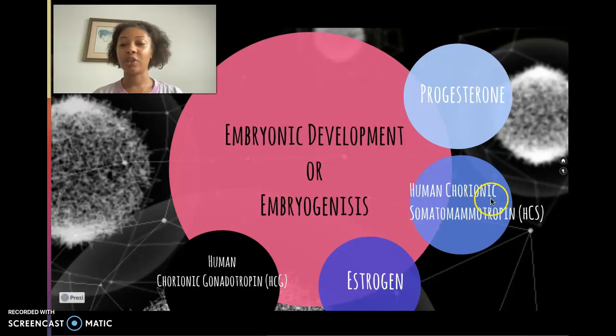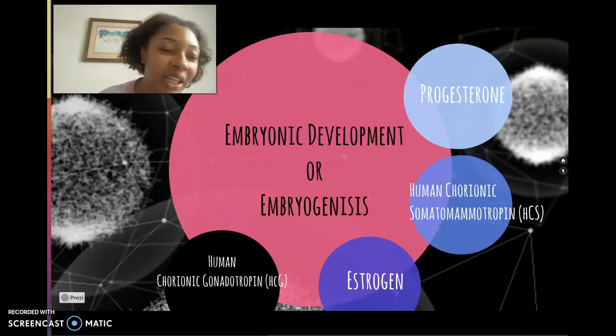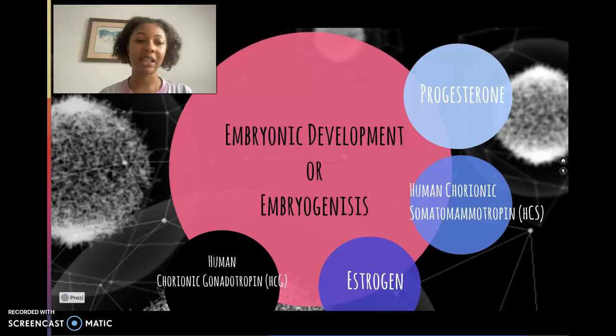So next you have the human chorionic somatotropin, which is also known as HCS. This hormone is structurally related to growth hormone and prolactin. And so this is going to be necessary for breast development while you're pregnant and for milk production, which is also known as lactation. Another role for HCS would be the alteration of the mother's glucose and fatty acid metabolisms to support this growing embryo.